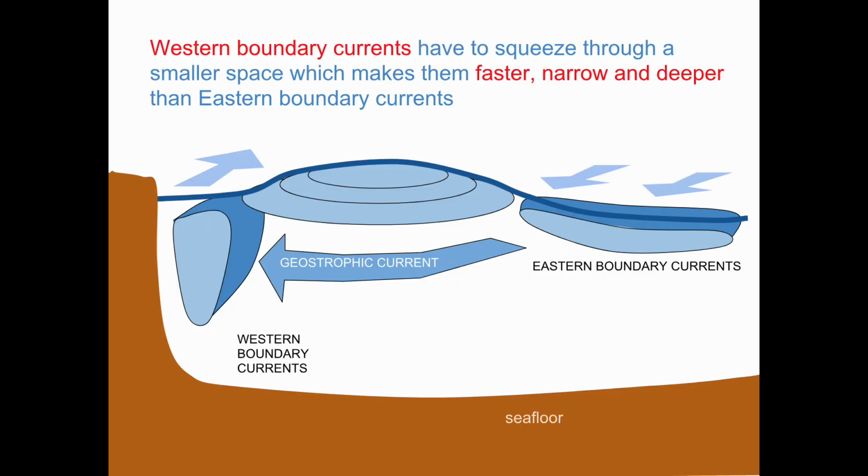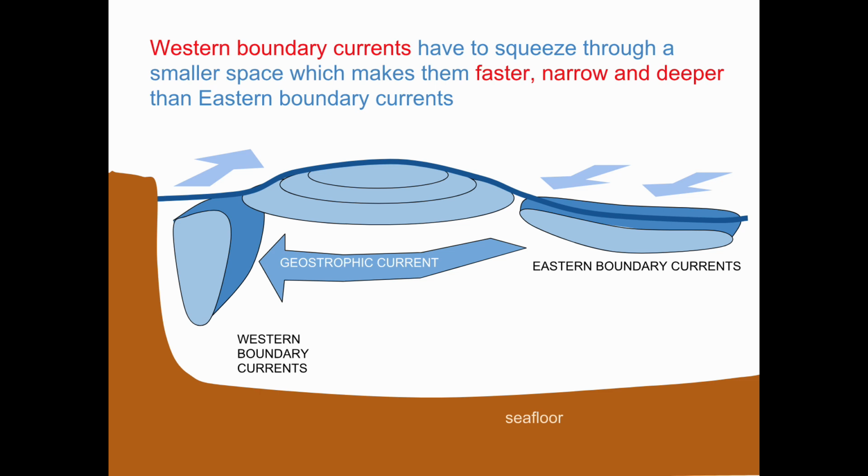So let's talk about what the difference is between these east and western boundary currents. What makes them unique is that that mound of water is going to actually shift to the western side of each of the ocean basins. And this is due to the rotation of the Earth. It's kind of enabling that water to slosh up onto the west. So that means that any of this geostrophic current has to squeeze through a narrower space. So it's going to go faster and deeper on the western boundaries.